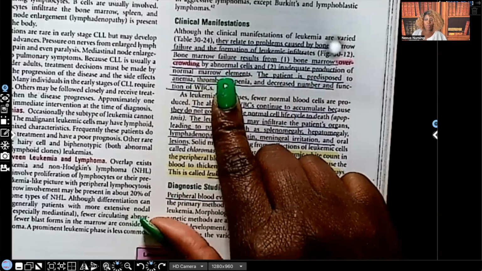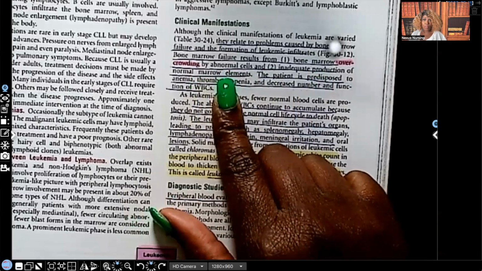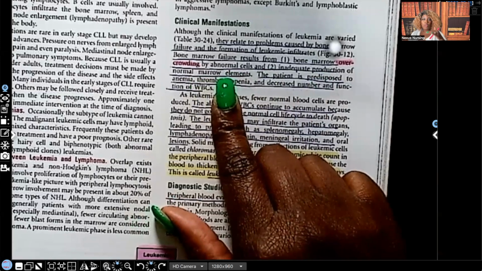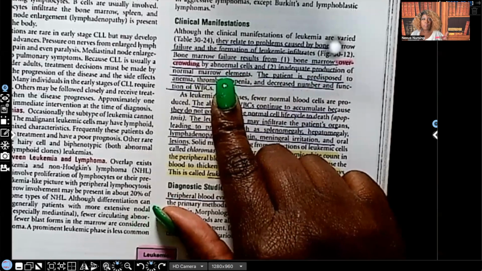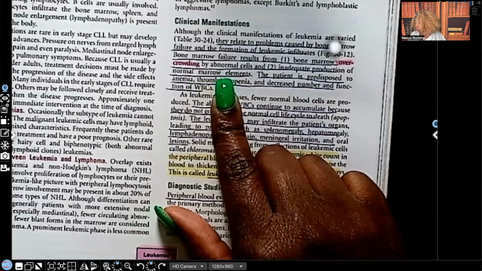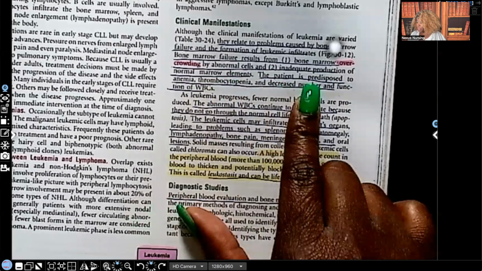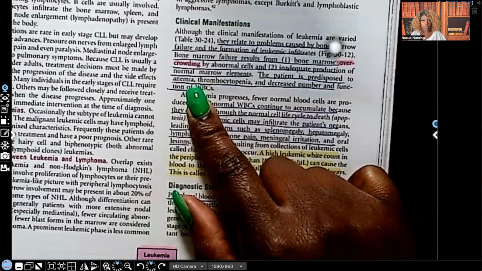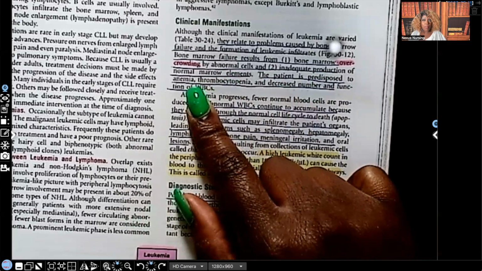So what happens after a while of the body making all of these abnormal cells, the bone marrow will actually slow down or even stop making the normal cells because you already have so much of it, even though it's abnormal. The patient is predisposed to anemia. Why are they predisposed to anemia? Because of the decrease in RBC. Remember, RBCs carry hemoglobin. Hemoglobin carries what? Oxygen.